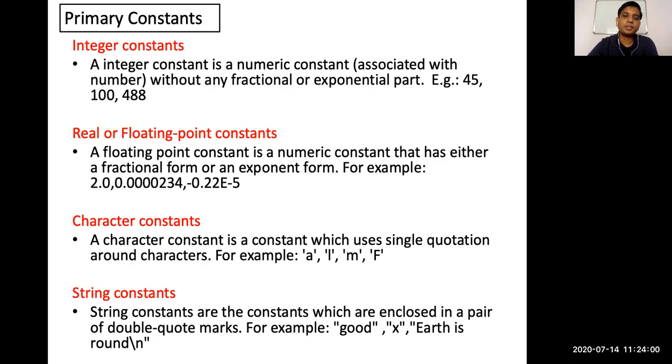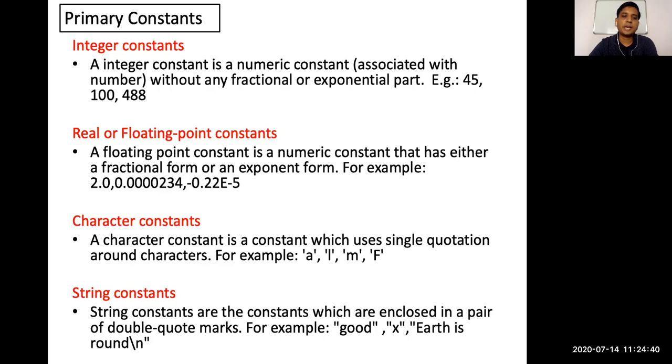So there are again different types of constants. First one is an integer constant. How to detect an integer constant? If your number is defined without a decimal point, then that is known as an integer constant. For example 100, 488, 500, any value without a decimal point is an integer constant. Next one is real or floating point constant, meaning any number with a decimal point or in fractional form. If your number is in fractional form or in exponent form, then that number is known as a real or floating point constant.